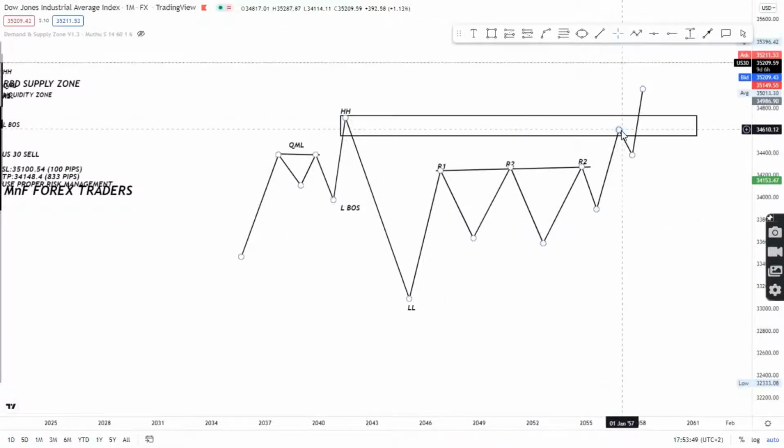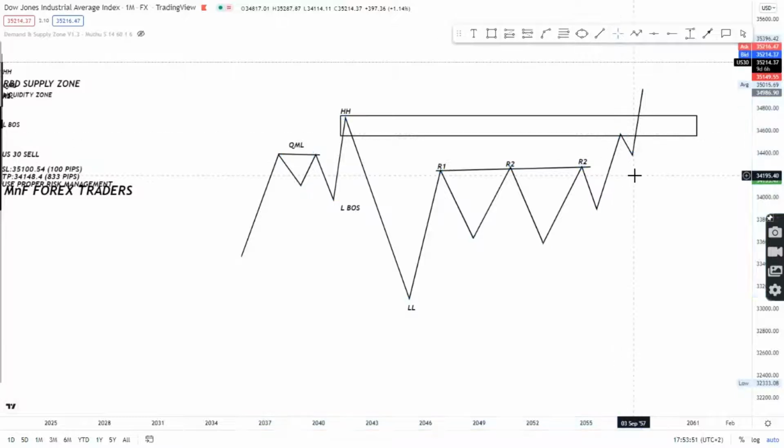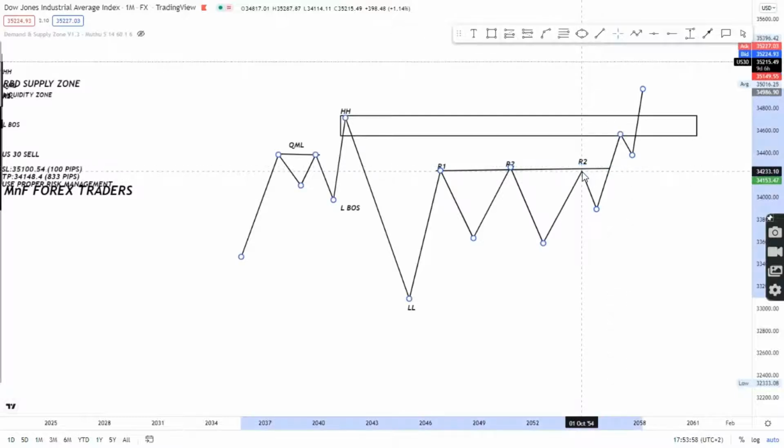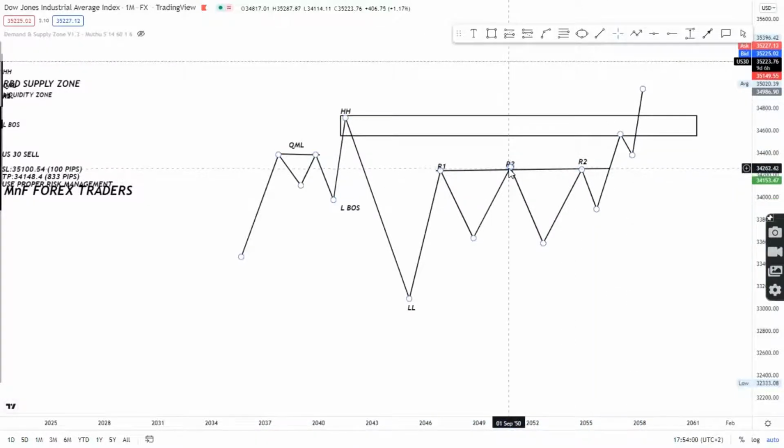Now we look forward to price giving us a nice confirmation before we jump into any of our trades. So we always wait for the confirmation.